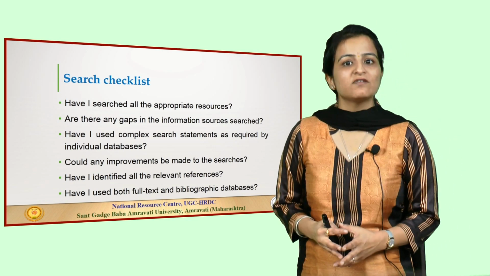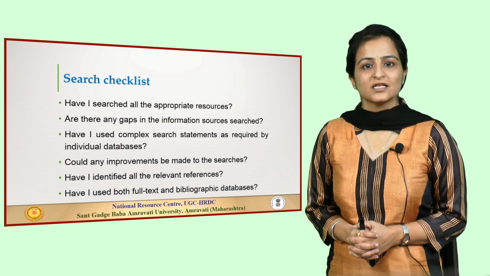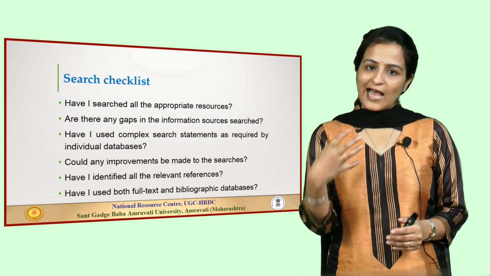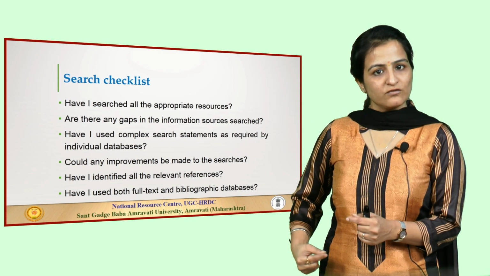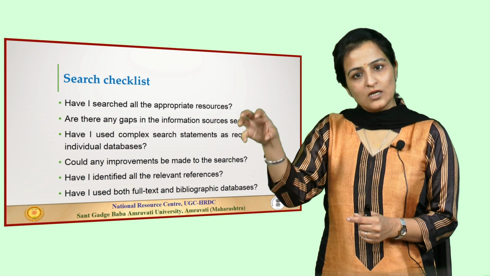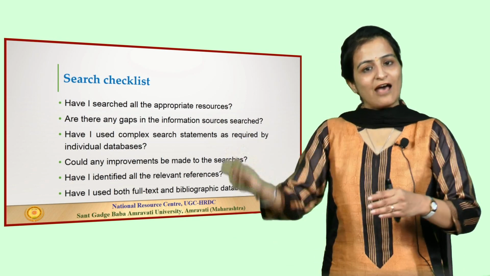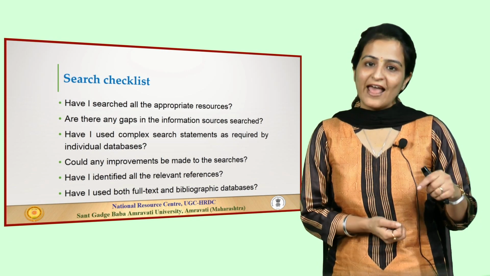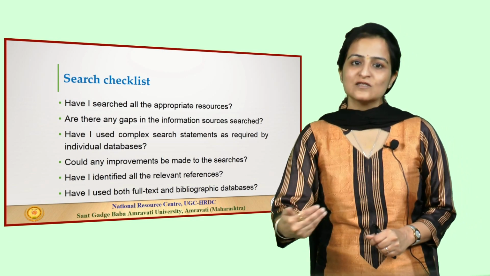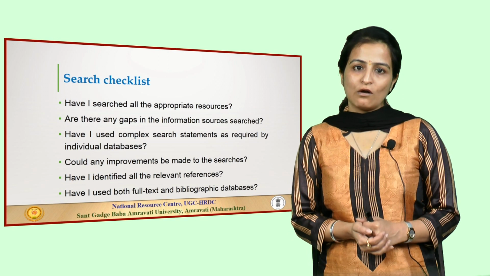Have I identified all the relevant references? The best way, as I say, is to identify some 5-10 papers. Check their bibliographies. Check whether you have all the references mentioned there, whether they have been incorporated in your search repository. And then we can say that our advancement in the field of search is all right.